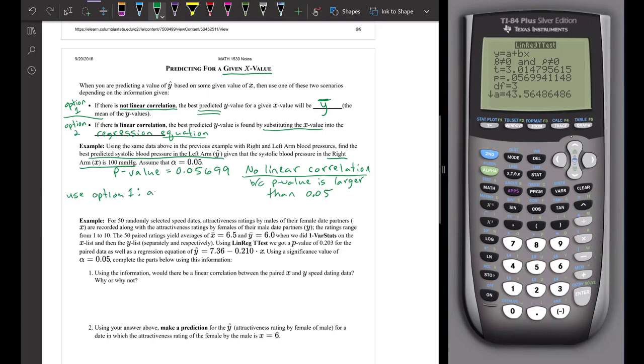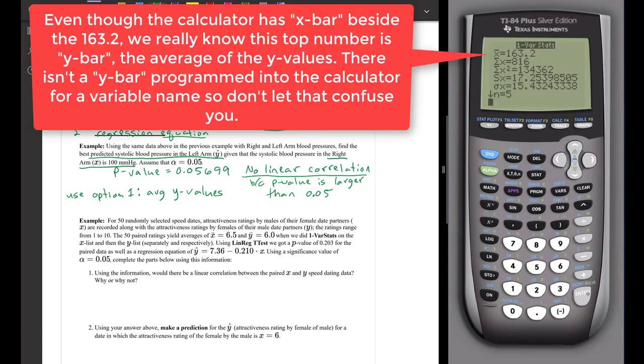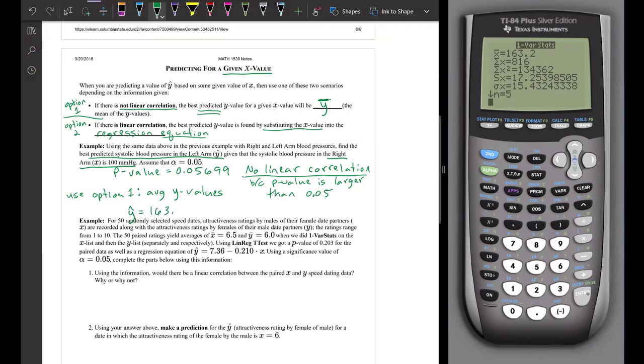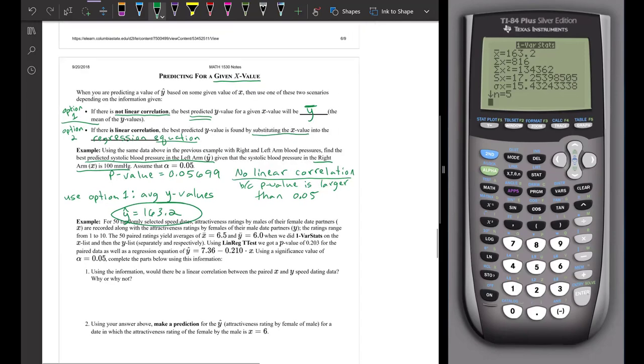Okay. Average Y values. And you can easily do that. Since you have all your Y values in list 2 already, you could go to stat, go to one var stats, and just do one var stats on list 2 alone, right there. And you'll get an average of 163.2. And that'll be your predicted value, your Y hat is your prediction Y. 163.2 will be your predicted value for the left arm pressure given the right arm of 100.